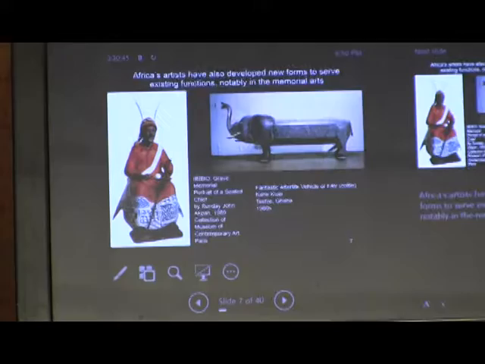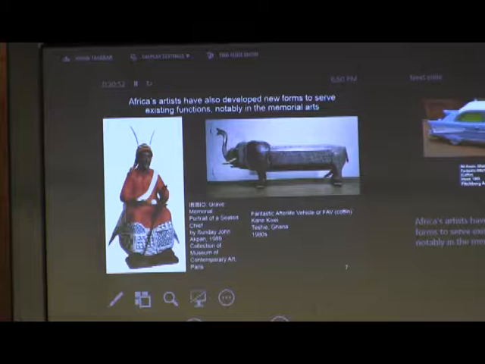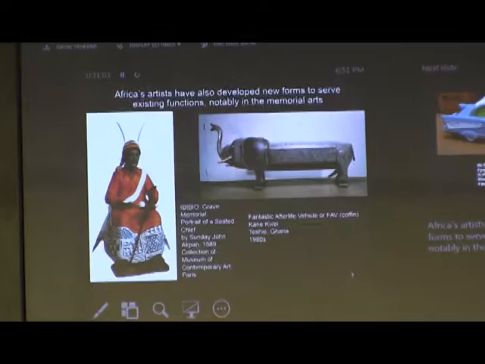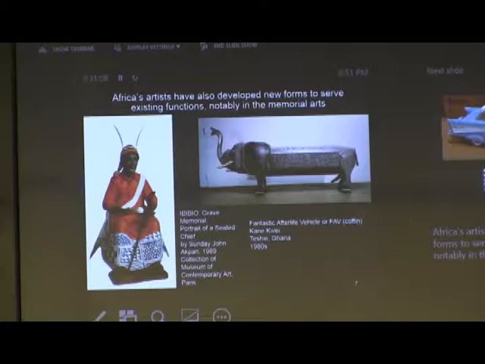Okay, Africa's artists have also invented new things, new images, to meet old needs. This is a memorial figure for a graveyard, or to mark the grave of an important man, and it's done in a very naturalistic, very lifelike way, which is not like historic African art, which is highly stylized, as you can see from the little figures that I have here.